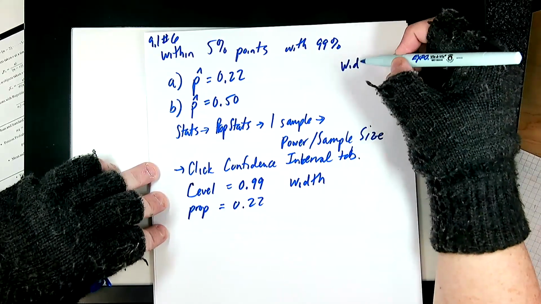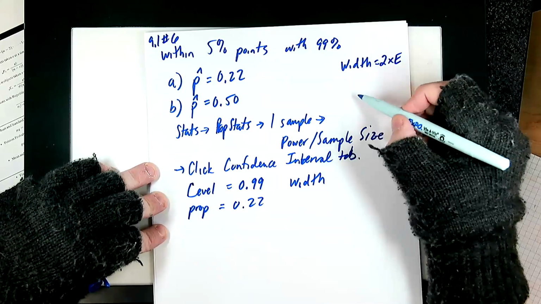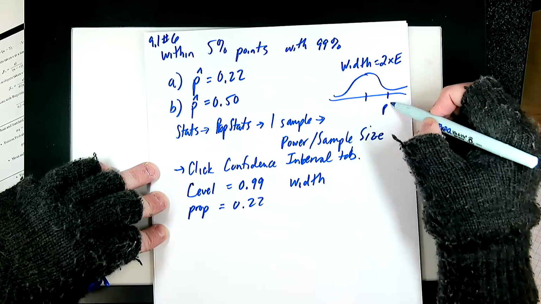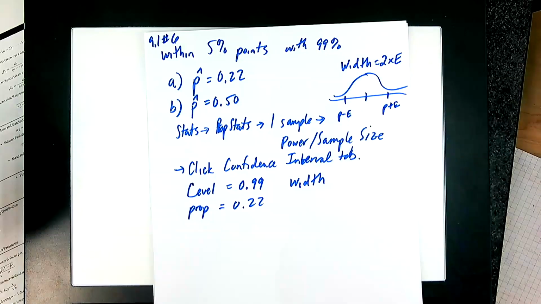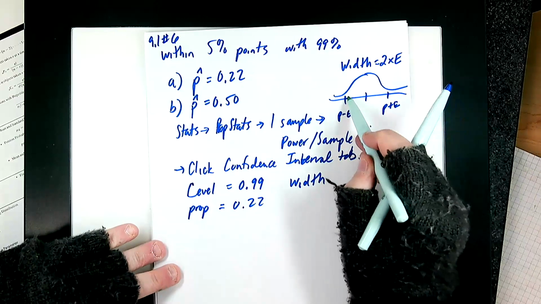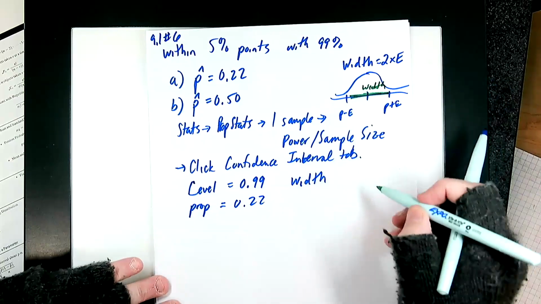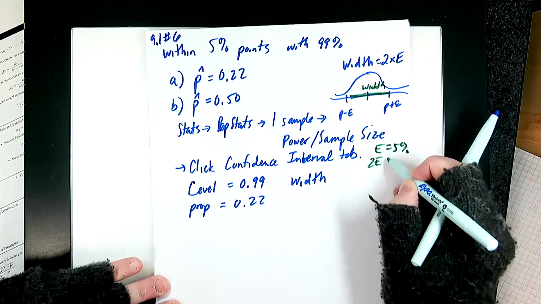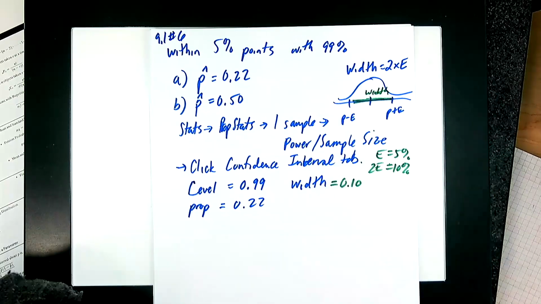Width is 2 times the error. We have P plus E and P minus E, and the width is the distance between them. That's the width, and it's really 2E. So my E is 5%, 2E is 10%. You're just doubling it. So my width is going to be 0.10.